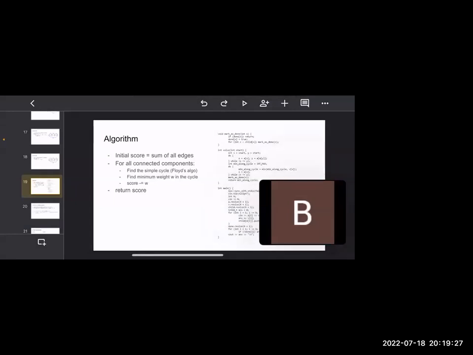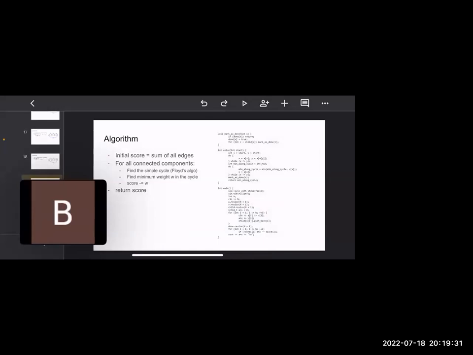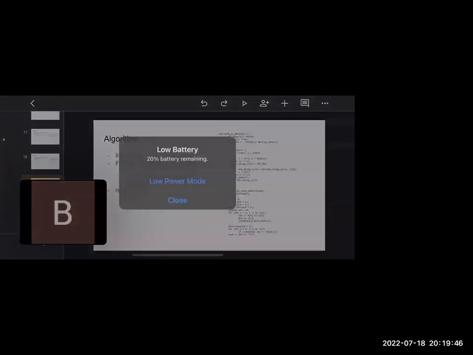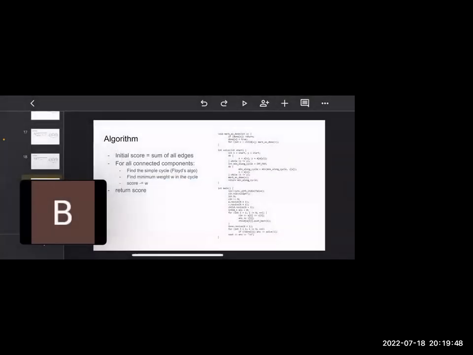That is a very high level overview of our code. Now, this implementation is a bit different. I guess the main thing to note is that to define simple cycles, we use what's called Boyd's algorithm. Boyd's algorithm is also known as the hare and the tortoise algorithm.